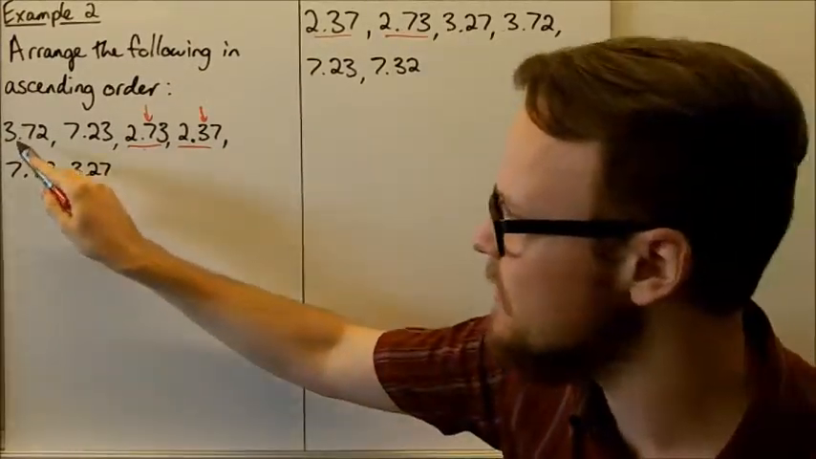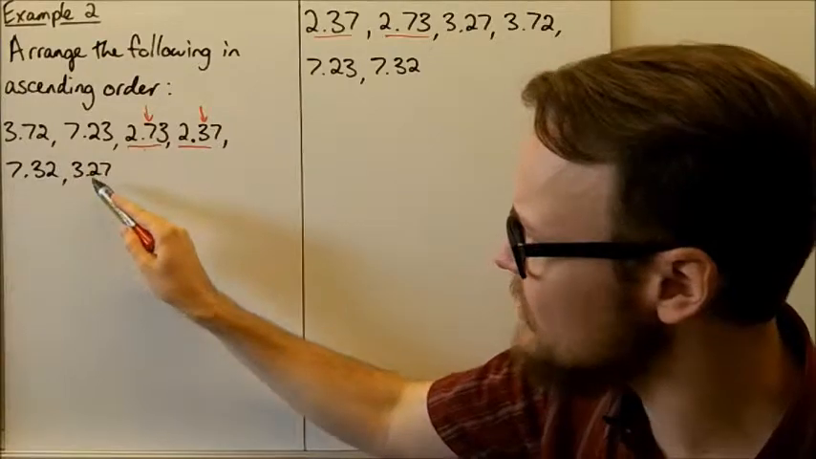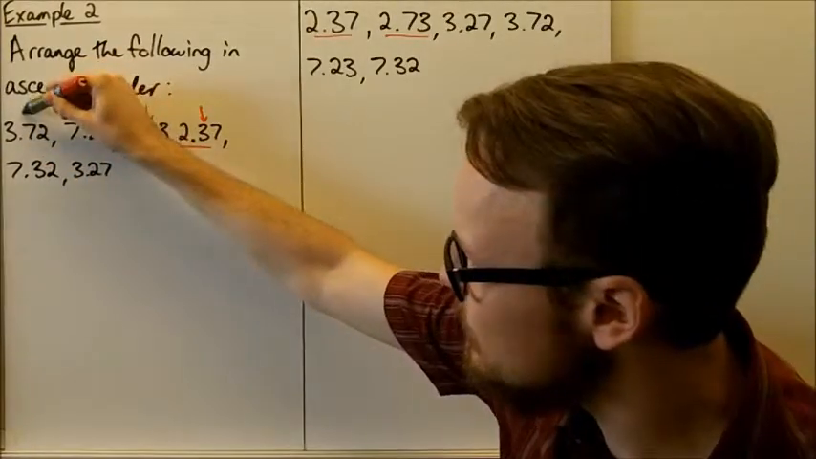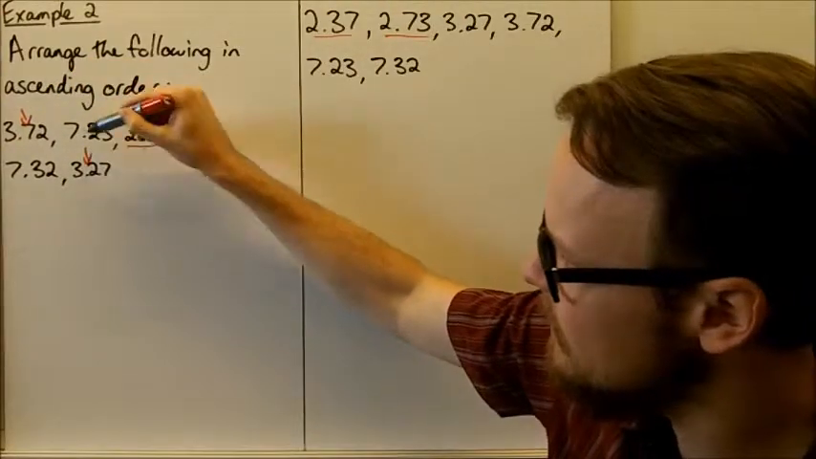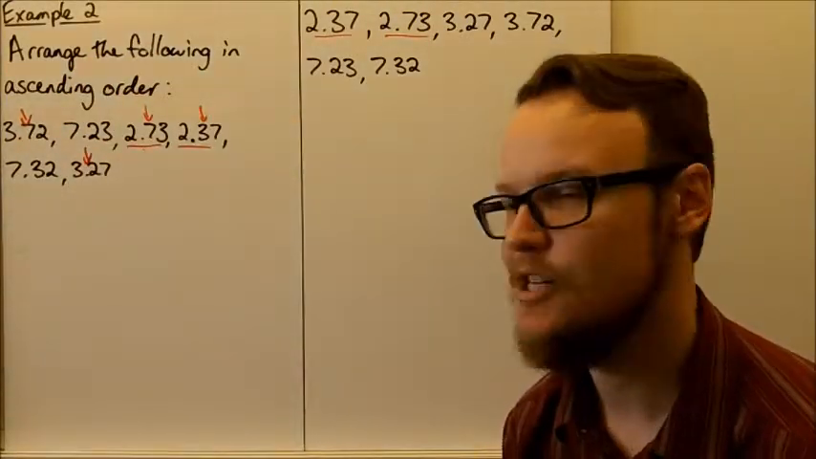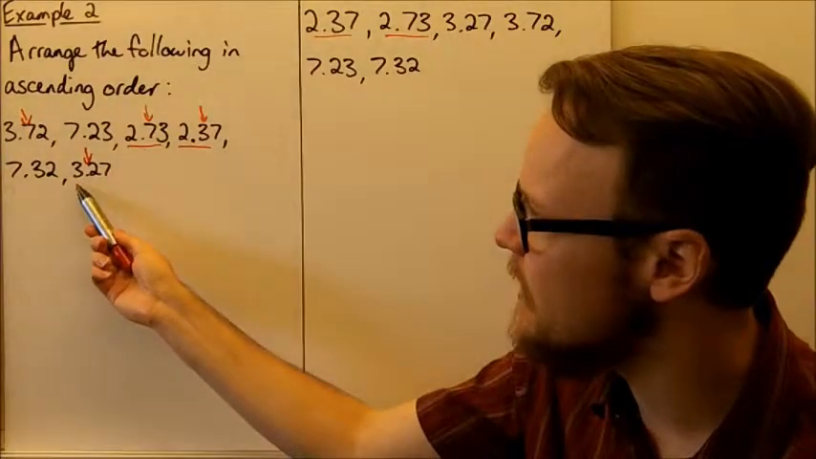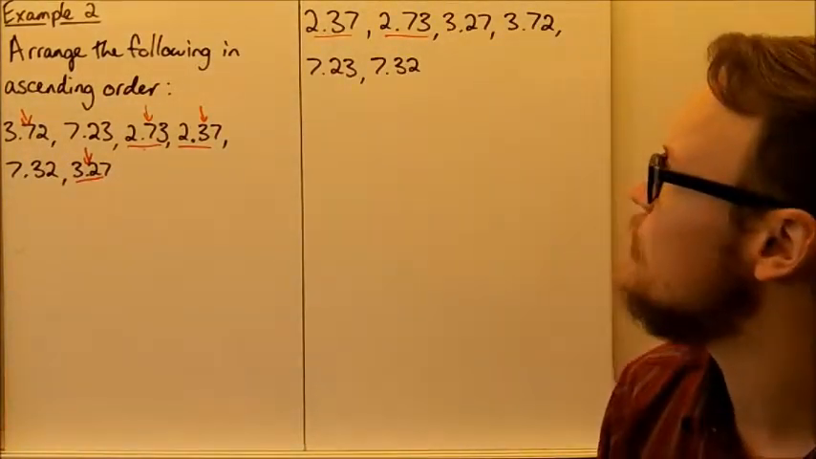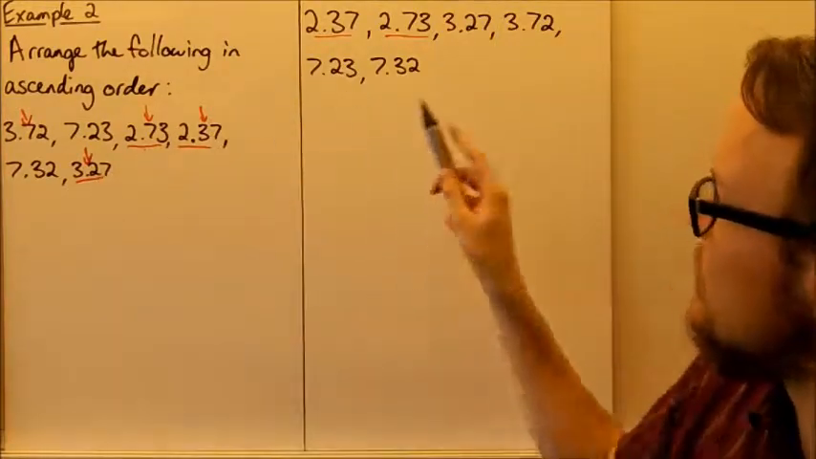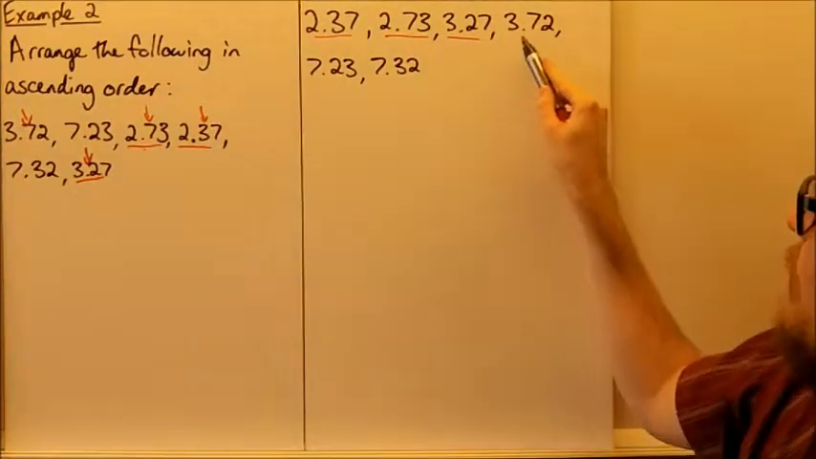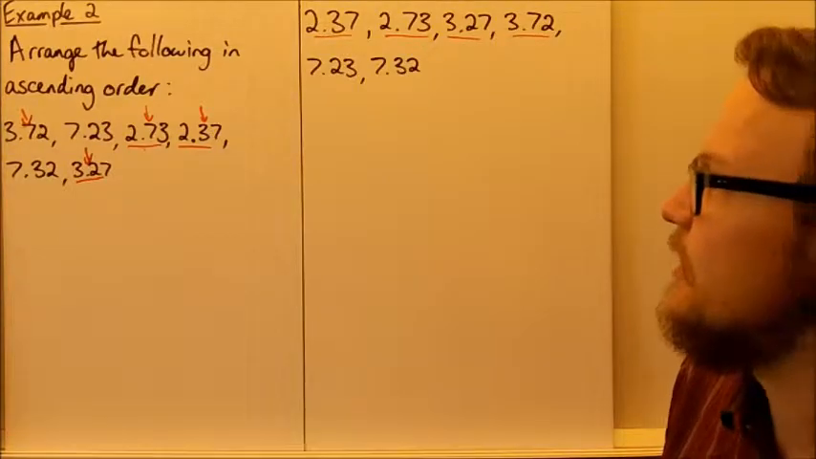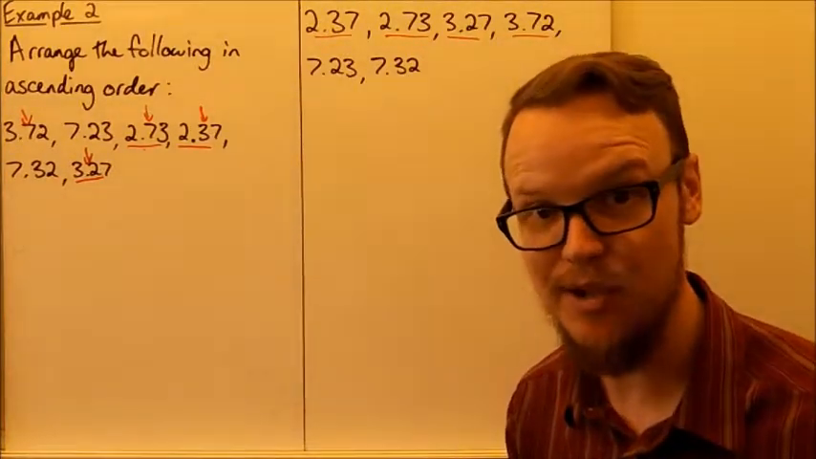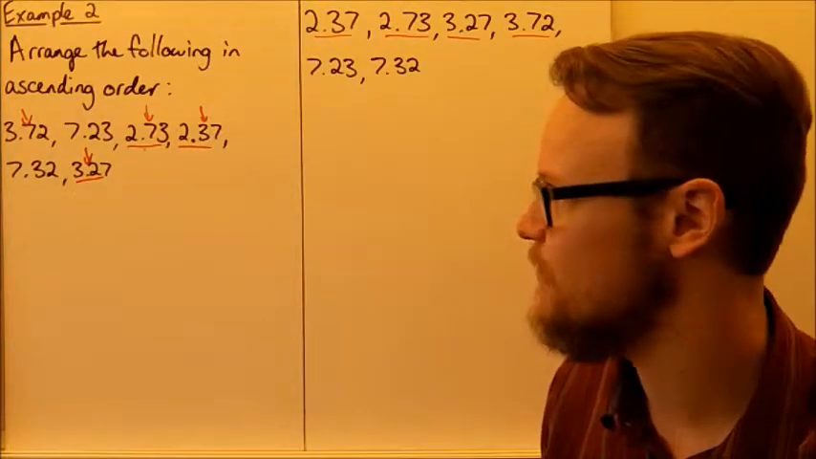Let's look at the 3s here. 3.72 and 3.27. So once again, looking at the tenths column here, 7 is larger than 2. So 3.27 is going to be our next smallest, and then 3.72 is going to be slightly larger. 3.72 is larger than 3.27 because 7 in the tenths column is larger than 2 in the tenths column.